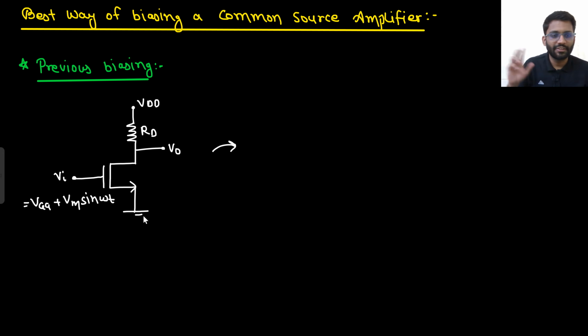Hi everyone. So in the previous lecture we studied the common source amplifier. We saw different configurations: simple common source amplifier, then common source amplifier with diode connected load, and then common source amplifier with degeneration. Now we will see if this is the perfect way of biasing.